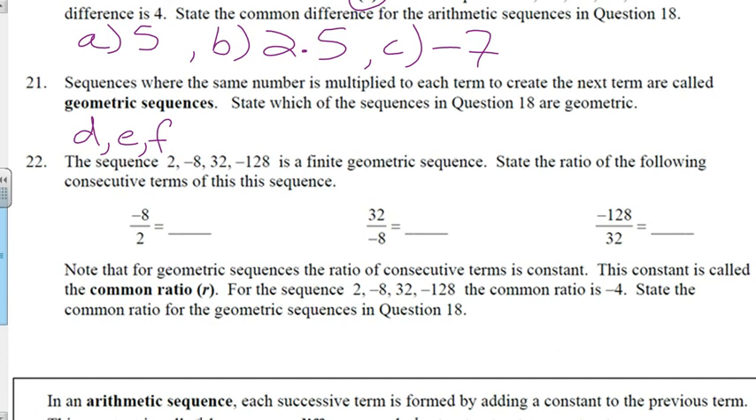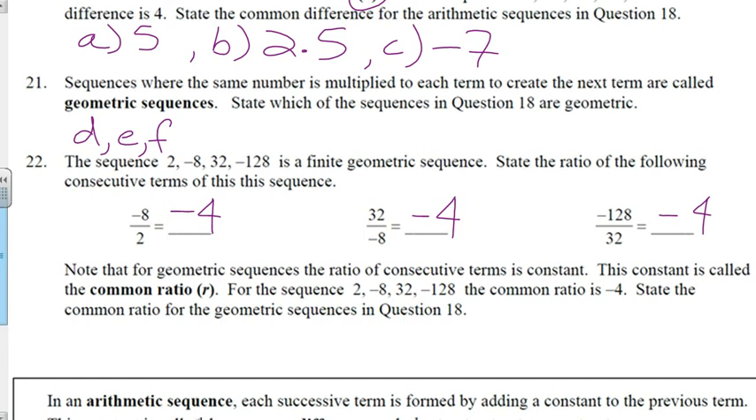State the ratio of the following consecutive terms. What's -8 divided by 2? -4. What's 32 divided by -8? What's -128 divided by 32? Note that for geometric sequences, the ratio, right? Ratio you're dividing, right? Difference you're subtracting, ratio you're dividing. The ratio of consecutive terms is constant. This constant is called the common ratio for some strange reason. And it's denoted by the letter R. For the sequence 2, -8, 32, -128, the common ratio is -4.